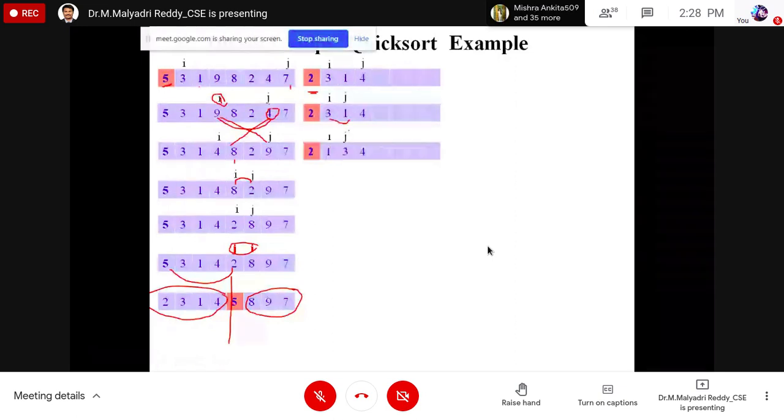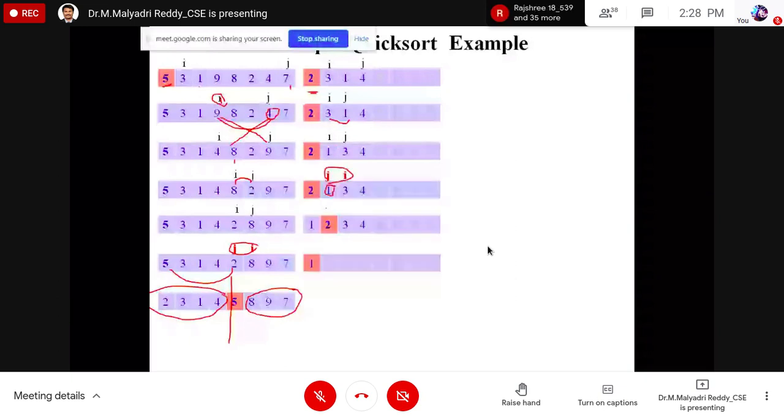These two numbers 2, 1, 3, 4. Again increment the J and both are crossed the row. J value 1. 1 is 2. So 2 is sorted.